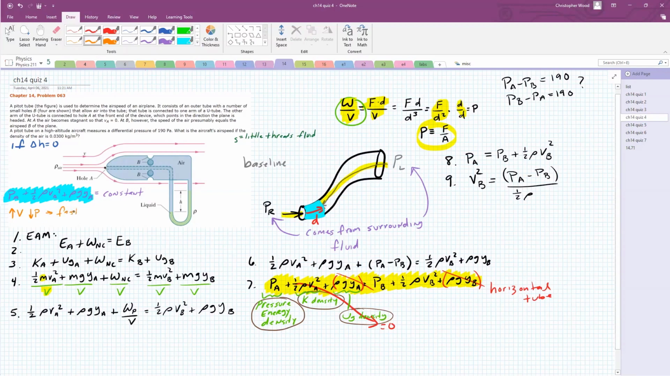And you know what the takeaway from that is? Fast flow goes with low pressure. And there's tons of practical examples of this. Fast flow goes with low pressure. And on the flip side of that, we would say low flow velocity is associated with high pressure. Okay, so fast flow goes with low pressure, slow flow goes with high pressure.